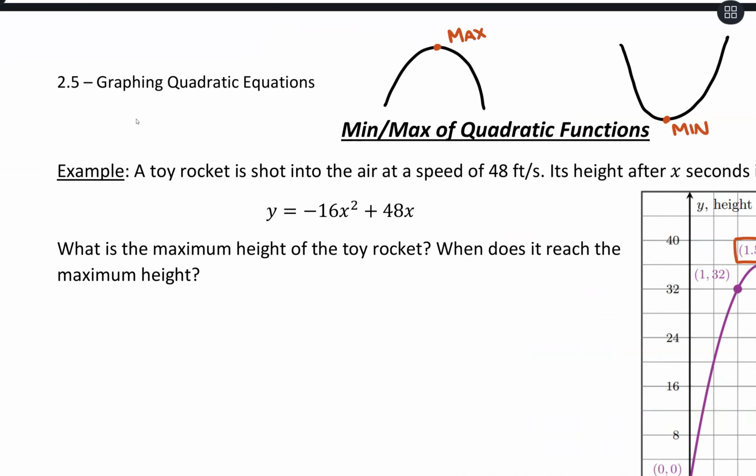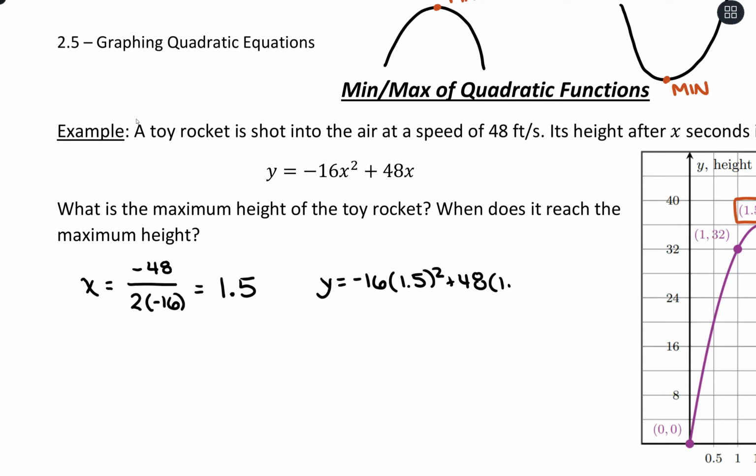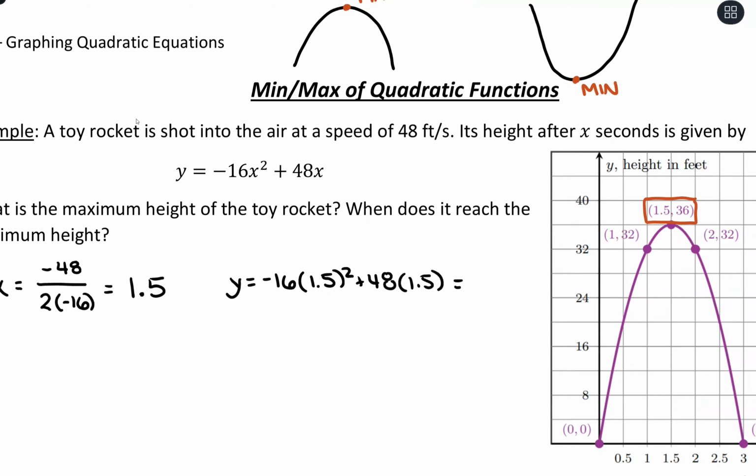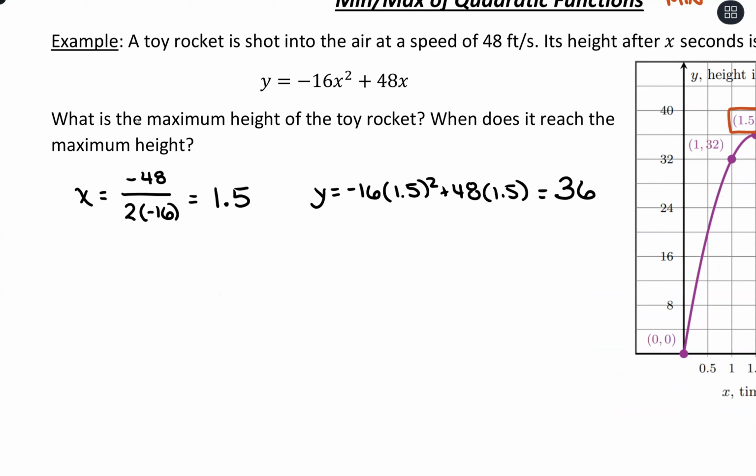That vertex is right there, but let's go through the process of solving for it just for the sake of practice. That would be negative 48 over 2 times negative 16, which should be 1.5. Then we could take y equals negative 16 and plug in 1.5 for x. That should give us that matching 36. So the x value is giving us time and the y value is giving us height. They're asking for the maximum height and when it reaches the maximum height.